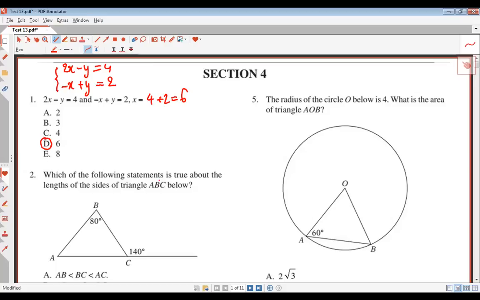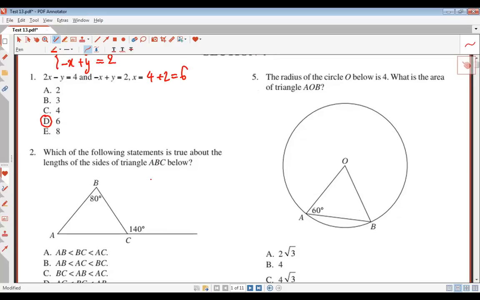We warm up with an easy question. Question number 2. Which of the following statements is true about the length of the sides of triangle ABC below?